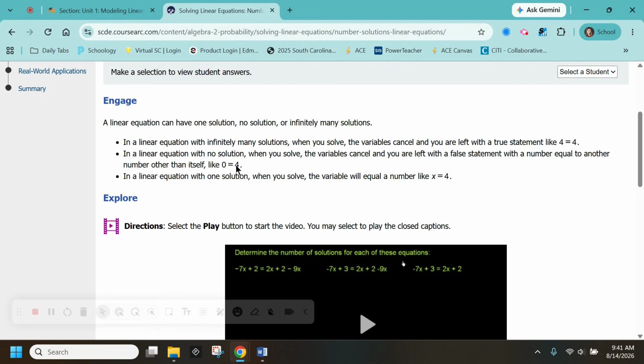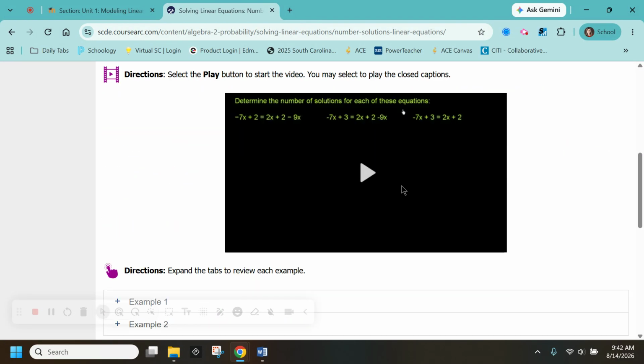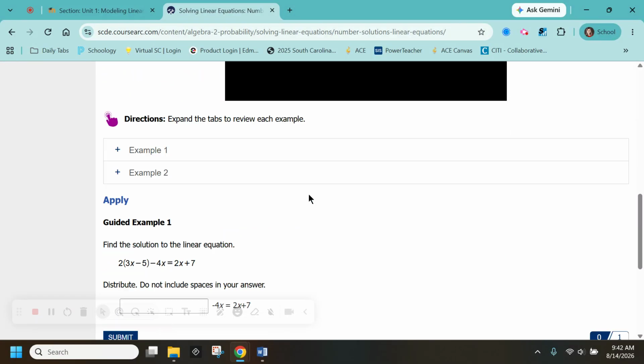Obviously, 0 is not the same as 4, so that is no solution. And then a linear equation with one solution, when you solve it, the variable will be equal to a number, such as x equals 4. So number equal to same number, infinitely many; number equal to different number, no solution; variable equal to some number, one solution. There is a video that also goes through and explains each of those types.